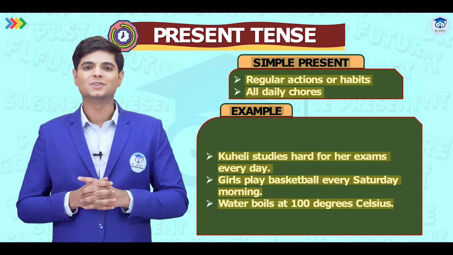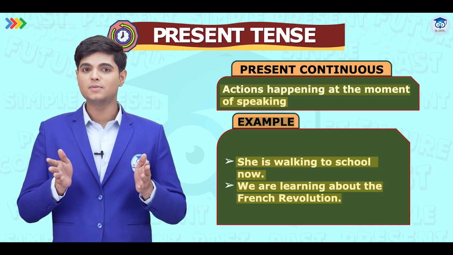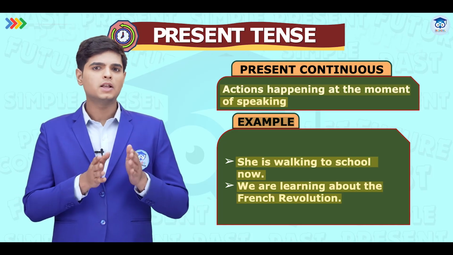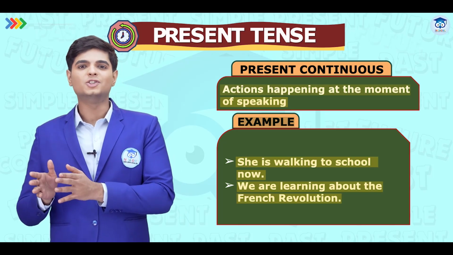Now, let's move to actions happening right now. That's the present continuous. The present continuous is used for actions happening at the moment of speaking. Example: she is walking to school now. In this sentence, the action is in progress. Another example: we are learning about the French Revolution. This sentence shows a current lesson or ongoing situation. The formula used in these examples is subject plus is or am or are plus base verb plus ing.